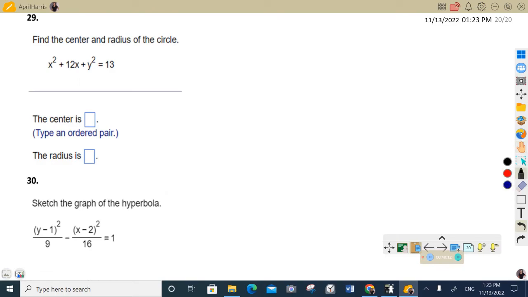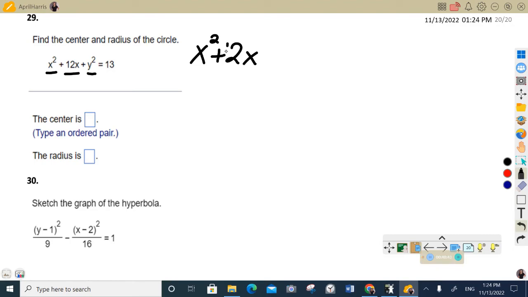Okay, 29 is probably the hardest problem on the test because you have to complete the square. So it says find the center and radius of the circle. The first thing I notice is I have an x squared and a y squared, so a parabola and a parabola, and I'm adding them. So I got an ellipse, or I could have a circle, which it tells me I have a circle. So I'm going to group the x's, group the y's, move the number to the other side.